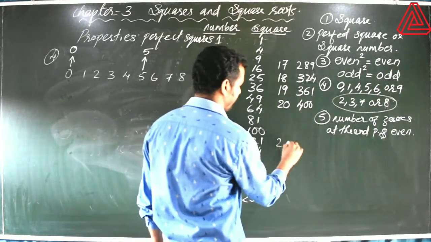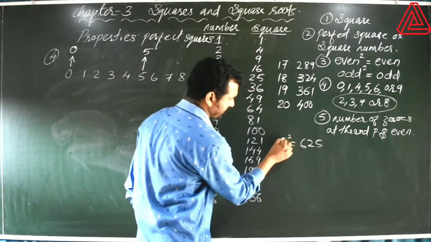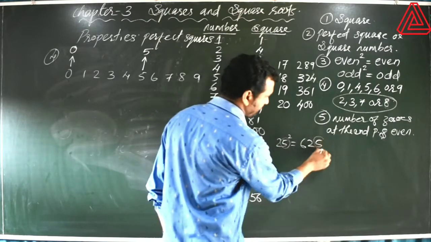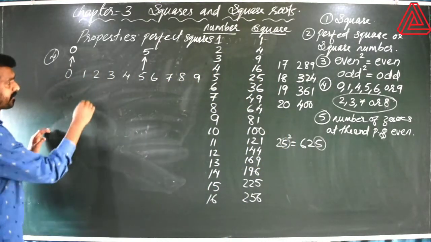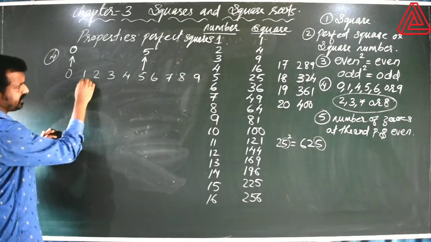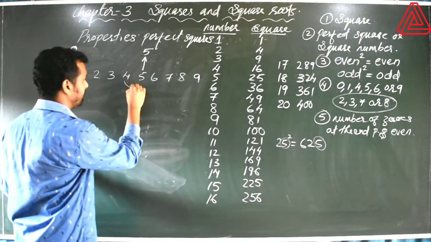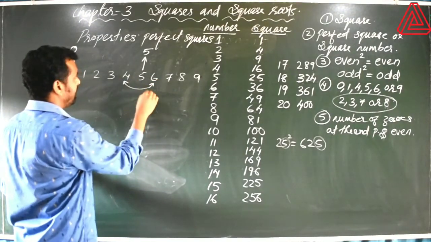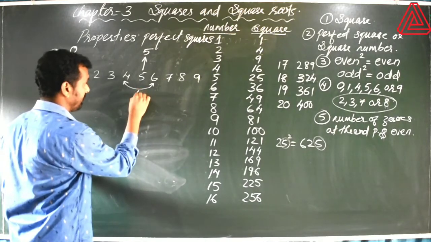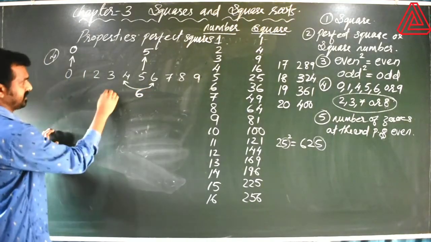25. What is the square of 25? 625. Unit place is 5. Its square also has unit place 5. So next one, if a number ends with a 4 or 6, then its square will end with a 6.